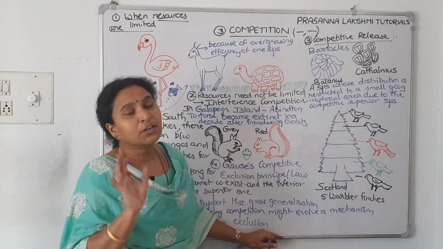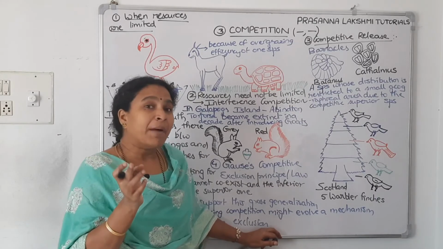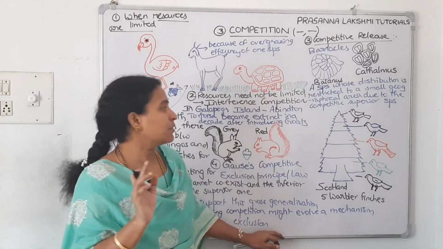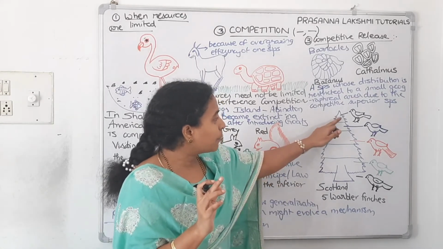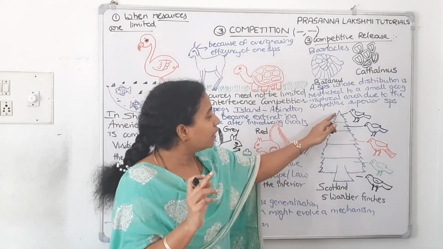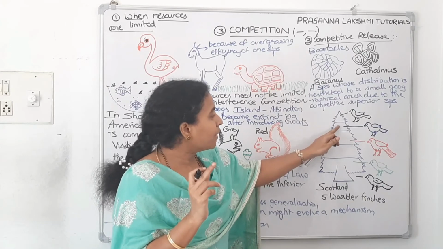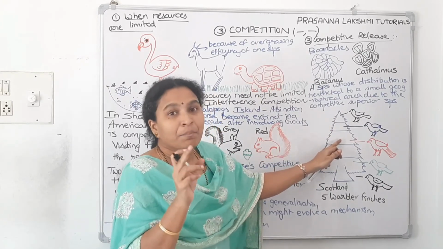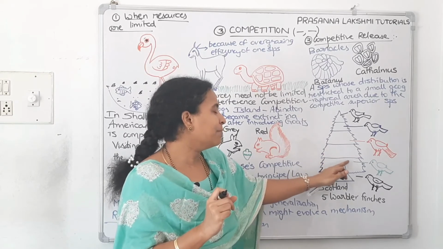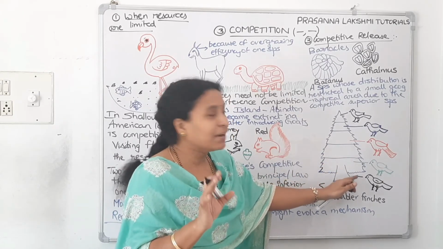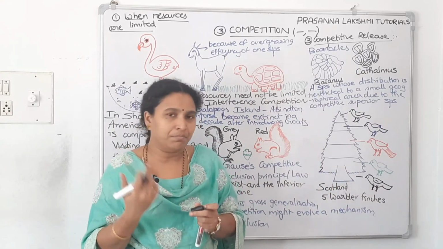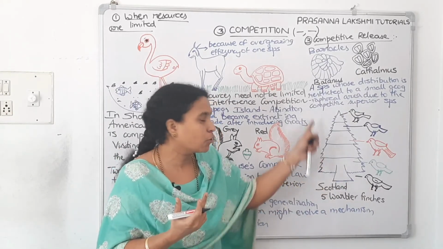Now they avoided competition among themselves by making a behavioral pattern of different foraging times, right? So one will come for picking the insects in the early morning. The other one will come in the morning time. The third one will come mid-afternoon. The fourth one will come at dusk. And the last one will come at night. So what have they done? They made an adjustment, coexistence.